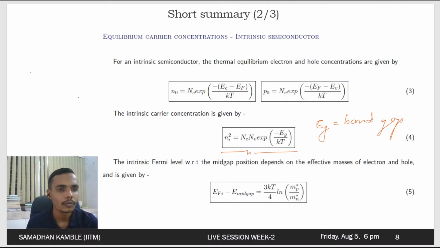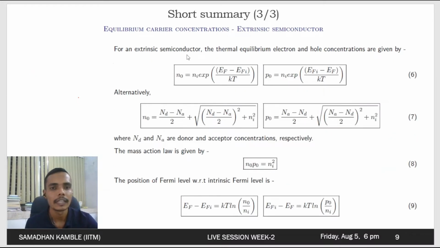Also, if we go to the last point, the equilibrium carrier concentrations in the extrinsic semiconductor case is also given. So EFi is the Fermi level for the intrinsic semiconductor, and EF is the Fermi level when doping is present inside our semiconductor. N0 and P0 are the thermal equilibrium electron and hole concentrations respectively. One more important relation, also called the mass action law, is given here, in which N0 P0 is equal to Ni square. And you need to remember these relations.